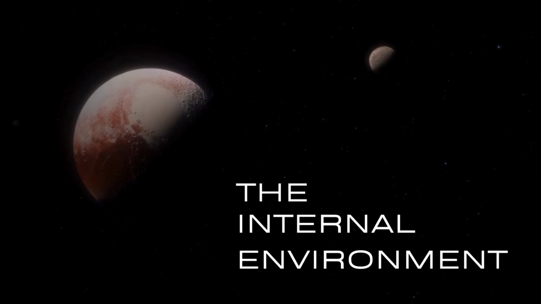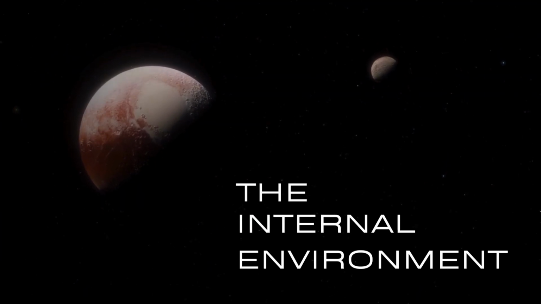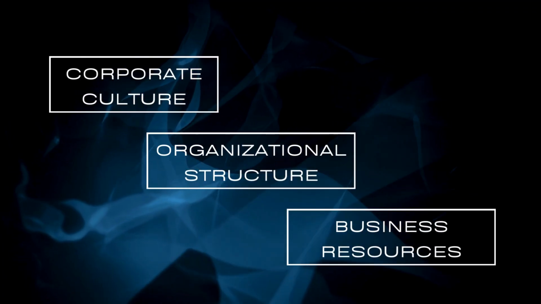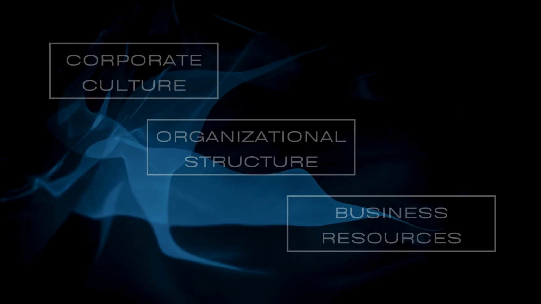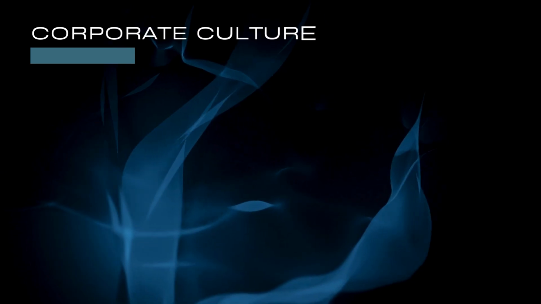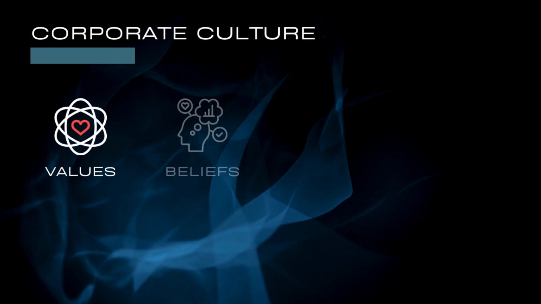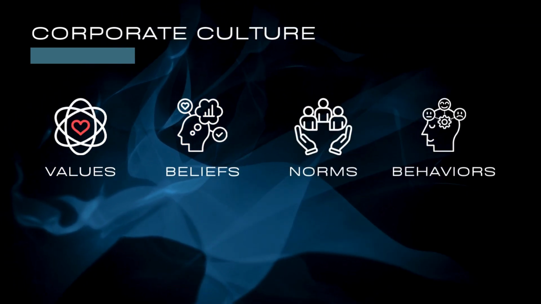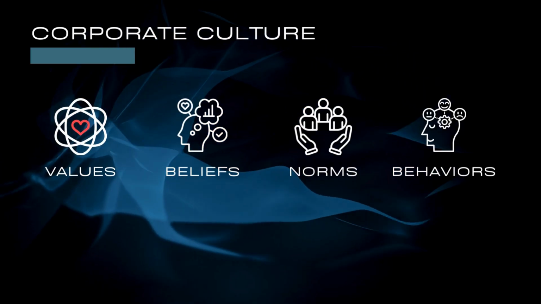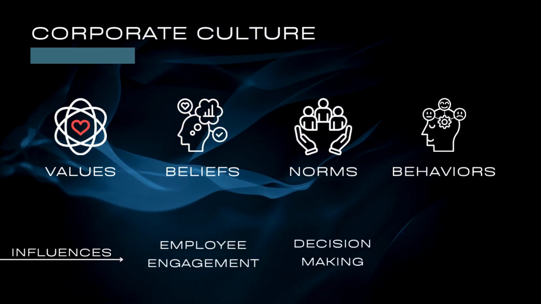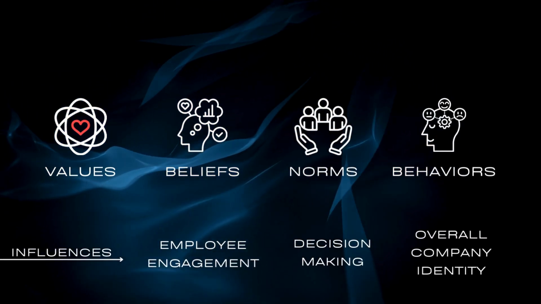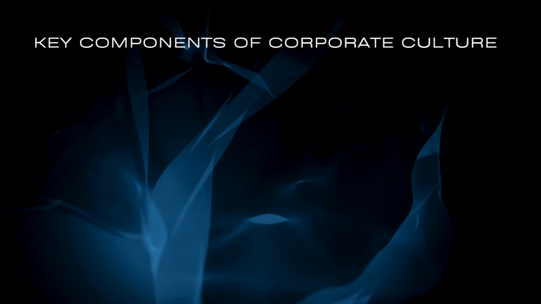Now we will discuss the internal environment. This consists of three key factors. First, corporate culture. Second, organizational structure, and the last is business resources. First, we will learn about corporate culture. It's a set of values, beliefs, norms, and behaviors shared within an organization. It influences employee engagement, decision-making, and overall company identity.